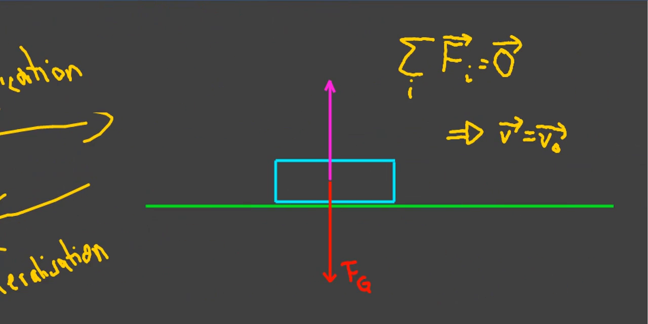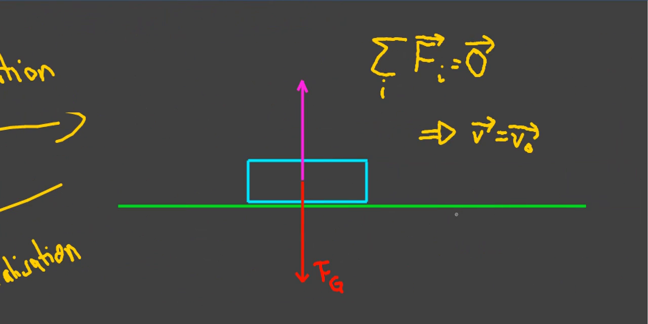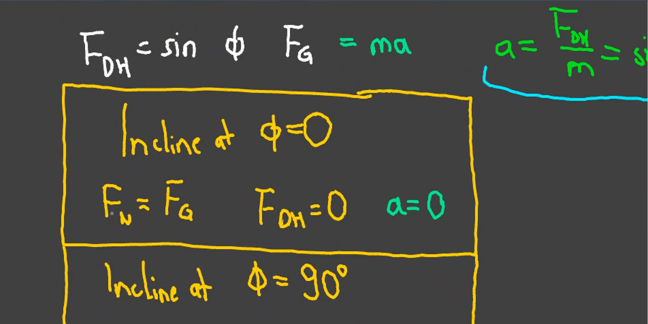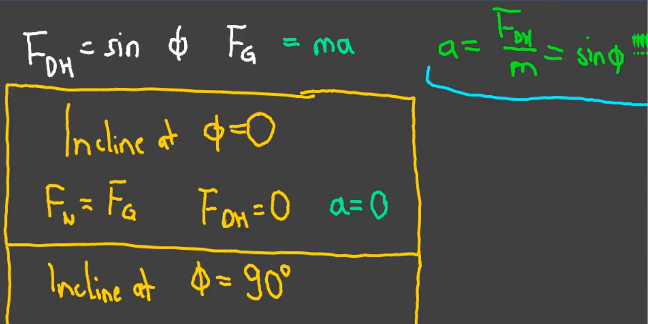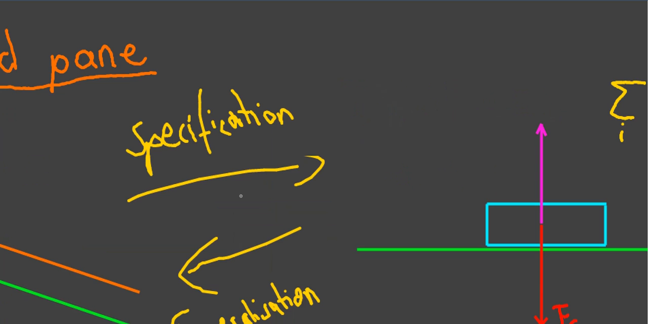So if we take our generalized case with the angle phi and we specify that the angle is equal to 0, for example, we should get these results. And did we get them? Of course we did. Right here we did get them. We knew that our normal force is just our gravitational force and our downhill force is equal to 0, and that means our acceleration is equal to 0, which was just this case. Here, right here, we have our acceleration equal to 0. So whatever we generalize has to also apply in the specified case.